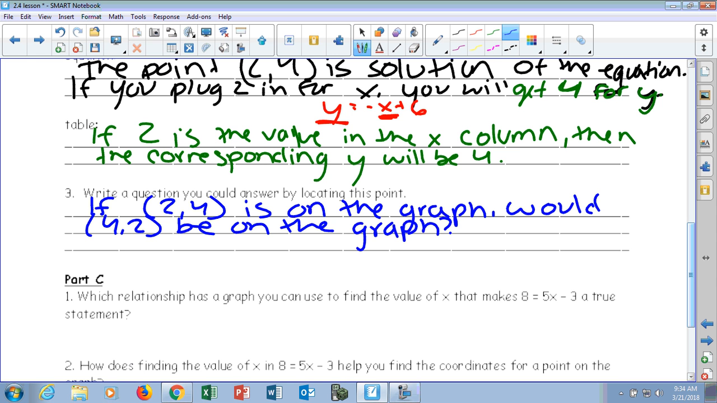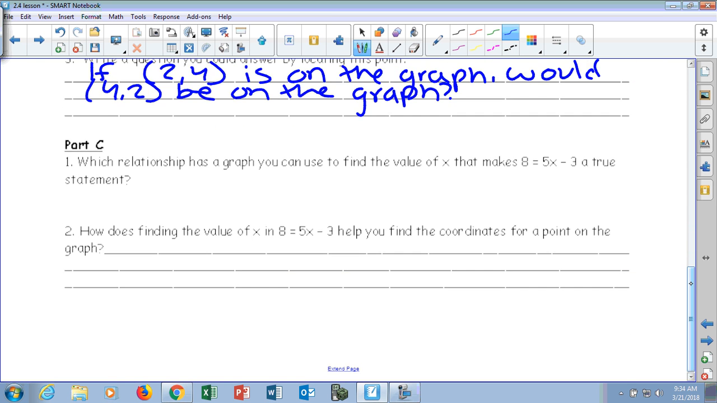Plan 1? Yeah. So it says, which relationship has a graph you can use to find the value of x that makes 8 equal 5x minus 3. Well, we know that our 5x minus 3 is part of our plan 1 equation. All they did here, our real equation is y equals 5x minus 3. All they did was plug in an 8 for their y. And they want us to use that 8 for y and solve for their x. Get x by itself. It's doing the opposite of what we were doing before. Before we plugged in a number for x and we determined what our y is. Now they gave us an 8 for our y and they're saying, hey, find what x is.